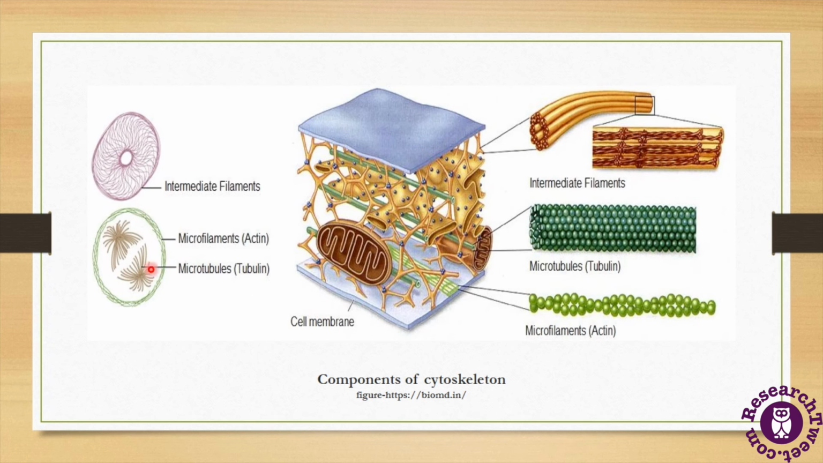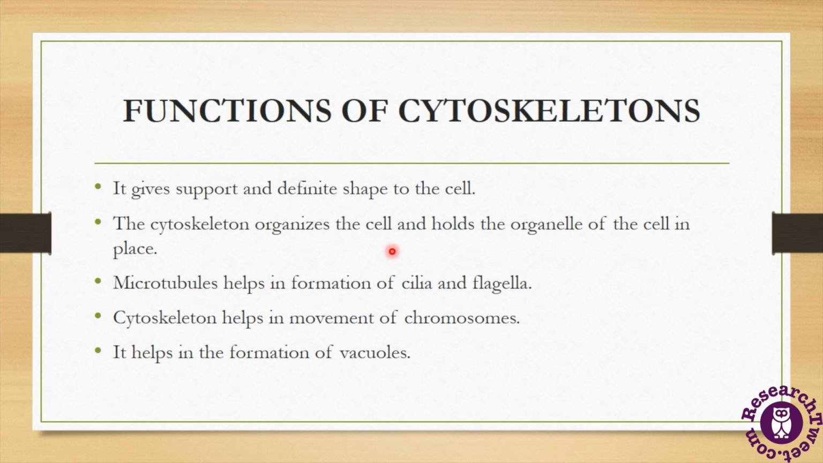Now in this diagram we can see how these components of the cytoskeleton are found in the cell. In the cell, the intermediate filaments form an all-over network-like position, and the microfilaments and microtubules are found in these positions. Now let's understand the functions of the cytoskeleton.